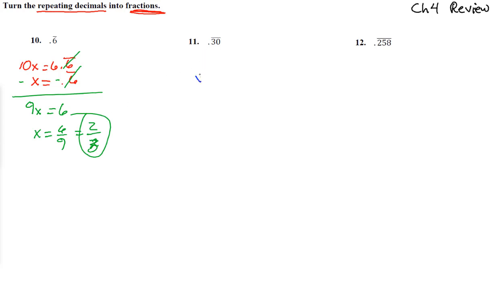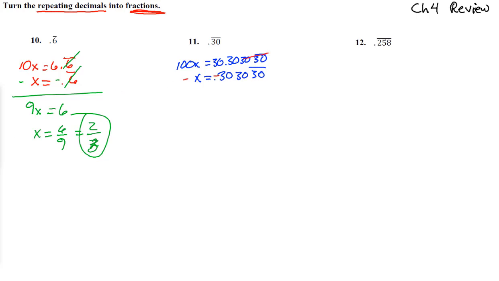11. So x is 0.303030, and I'm going to write it like that. And then if we multiply by something to advance the decimal past the repeating pattern, we would have to times by 100. So this is 100x equals 30.303030. And when we subtract them, what happens?